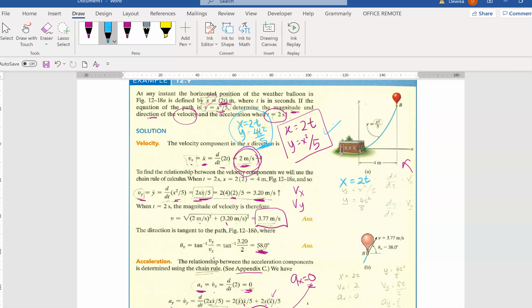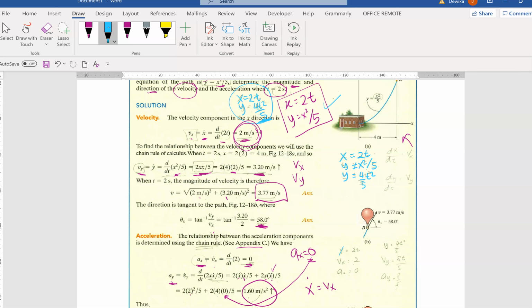So what is y? Y is given as x square over 5. Correct. So it means y, you plug in the x into t, it will be 4 over 5 t square. Okay, so when you differentiate the x, what do you get? Okay, so x is 2t. When you differentiate the x, you get vx equals to 2. You differentiate the ax, you get what? 0. Okay, keep that aside.